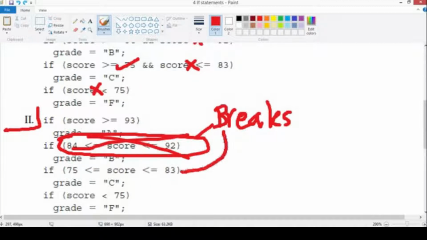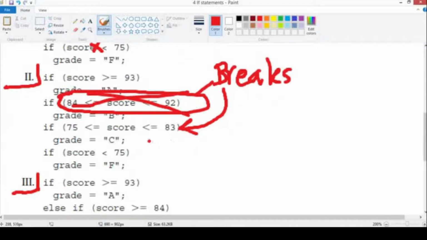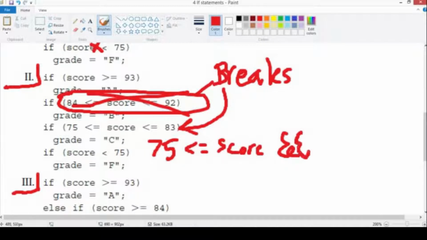This is improper. You cannot have 75 less than or equal to score less than or equal to 83, or anything like it. It would have to be 75 is less than or equal to score, and score is less than or equal to 83, all that. It would have to actually be written out, score twice. Little weird, but that's a requirement.